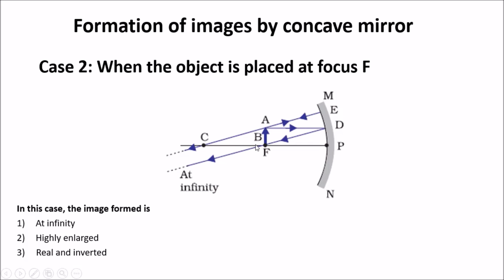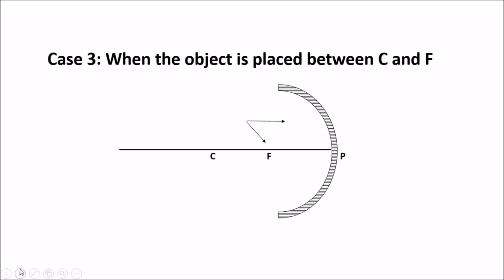So case 3 is going to be object between focus and center of curvature. So again, draw the basics. First thing you need to do is draw basics, draw pole, draw the principal axis. Now we are going to keep the object anywhere between C and F. When we say between C and F, it could be near F also, it could be near C also, based on how you're drawing it. So let's keep the object between C and F.